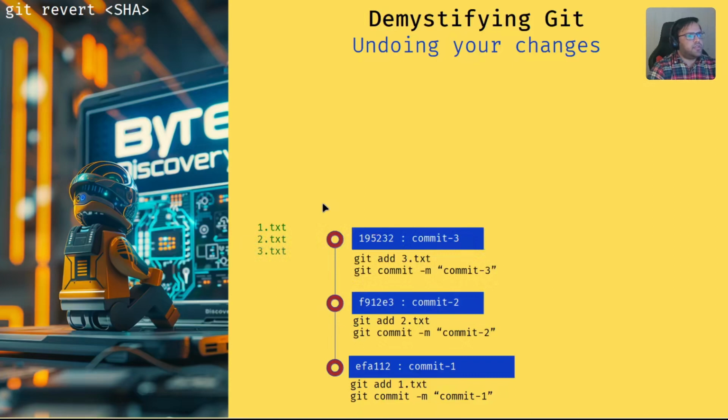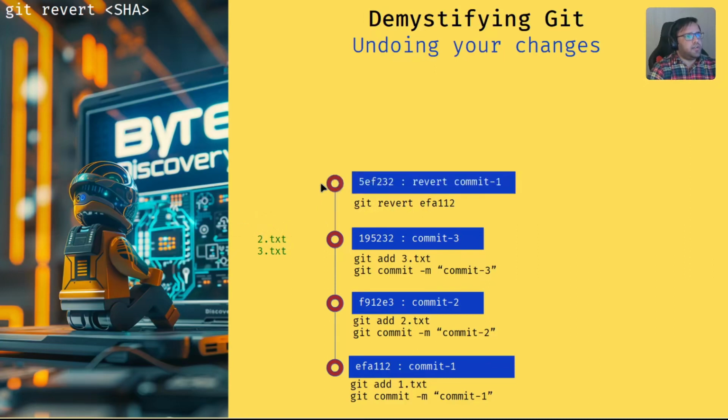And at this point, we realize that commit 1 might be the one which introduced a bug in our code. So we can undo the effects of that commit by providing git revert with the commit hash of commit 1. And this will take away all the changes that were introduced by commit 1 and create a new commit. If we further want to remove the effects of commit 2, we can issue a command git revert with the commit hash of commit number 2, and this will take away all the changes introduced by 2.txt.